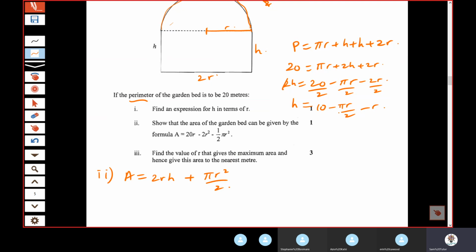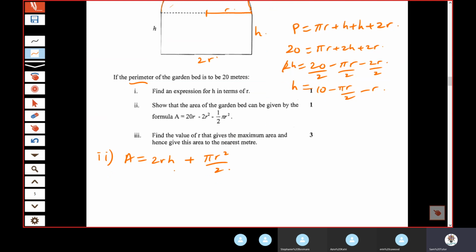H, you already know what the answer is, right there, what you just worked out. Again, if you couldn't do that, you'd lose yourself 2 marks. If you couldn't do I, because then you won't be able to do double. 2rh plus pi r squared on 2.